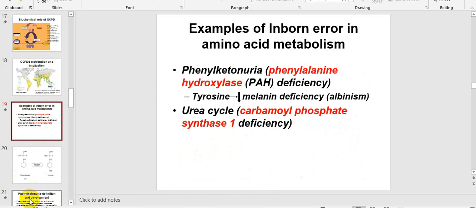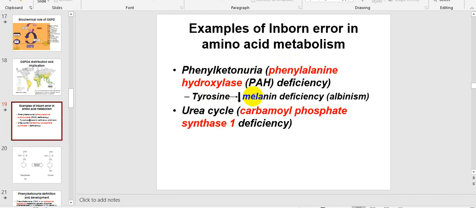Phenylketonuria is what? A deficiency in the enzyme called phenylalanine hydroxylase. And phenylalanine hydroxylase catalyzes the conversion of phenylalanine, which is an amino acid, to tyrosine. So if this enzyme is not available or deficient, then phenylalanine will not be converted towards tyrosine.